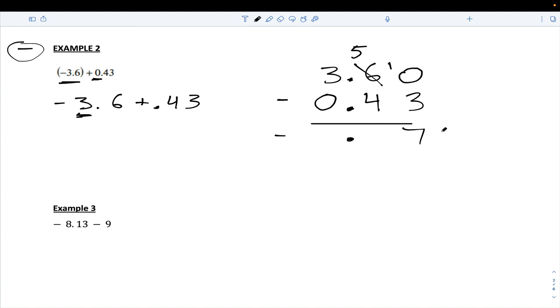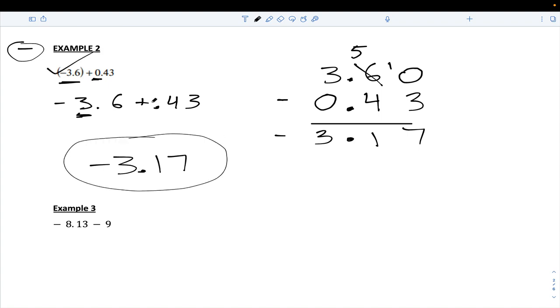Okay, so the 10 goes there. 10 minus 3 is 7. 5 minus 4 is 1. That works. Then do 3 minus 0. Your answer should be a negative 3.17. Bad guy is 1. I checked that off.